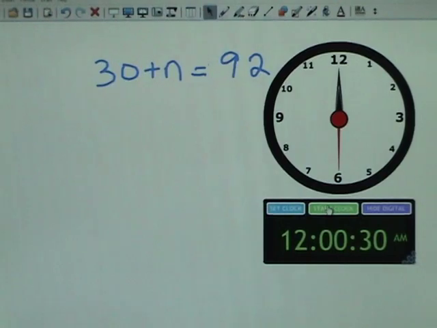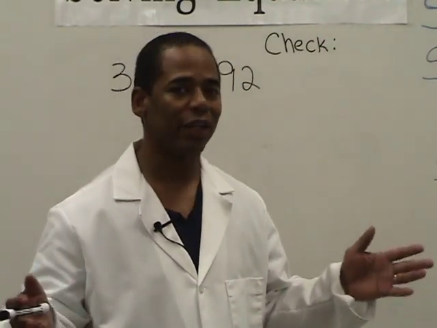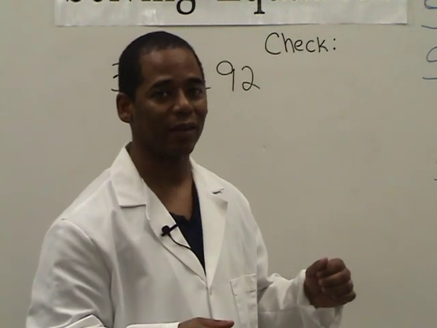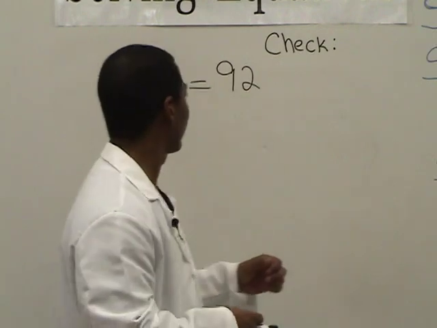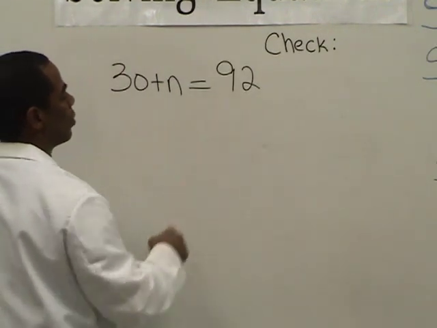Stop. That's 30. So what's the answer? What'd you come up with? How many of you think you got it right? Did you have time to check it? Were you that quick? Well, let's see. We had 30 plus n equals 92.